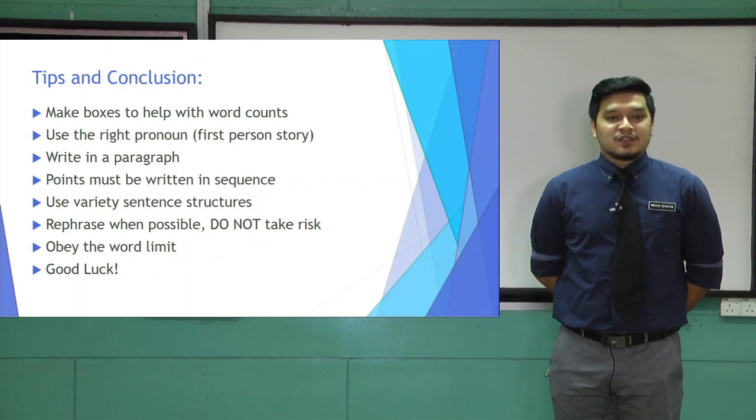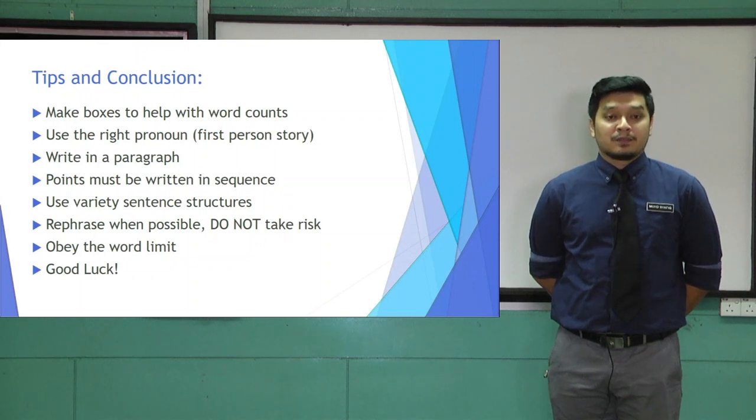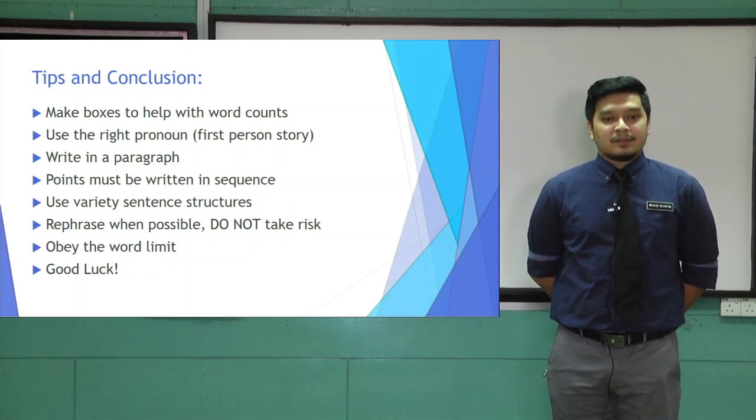The next tip is to use the right pronoun, first person story. Alright, I have explained this in the reading comprehension section. When you're writing a summary, you have to be careful. You have to check the pronoun used in the article. If the pronoun is I, you have to change the pronoun into the writer or she or he when you are writing the summary, or else the summary will not be about that person, it will be about you. When you write your summary, write in a paragraph, and points must be written in sequence.